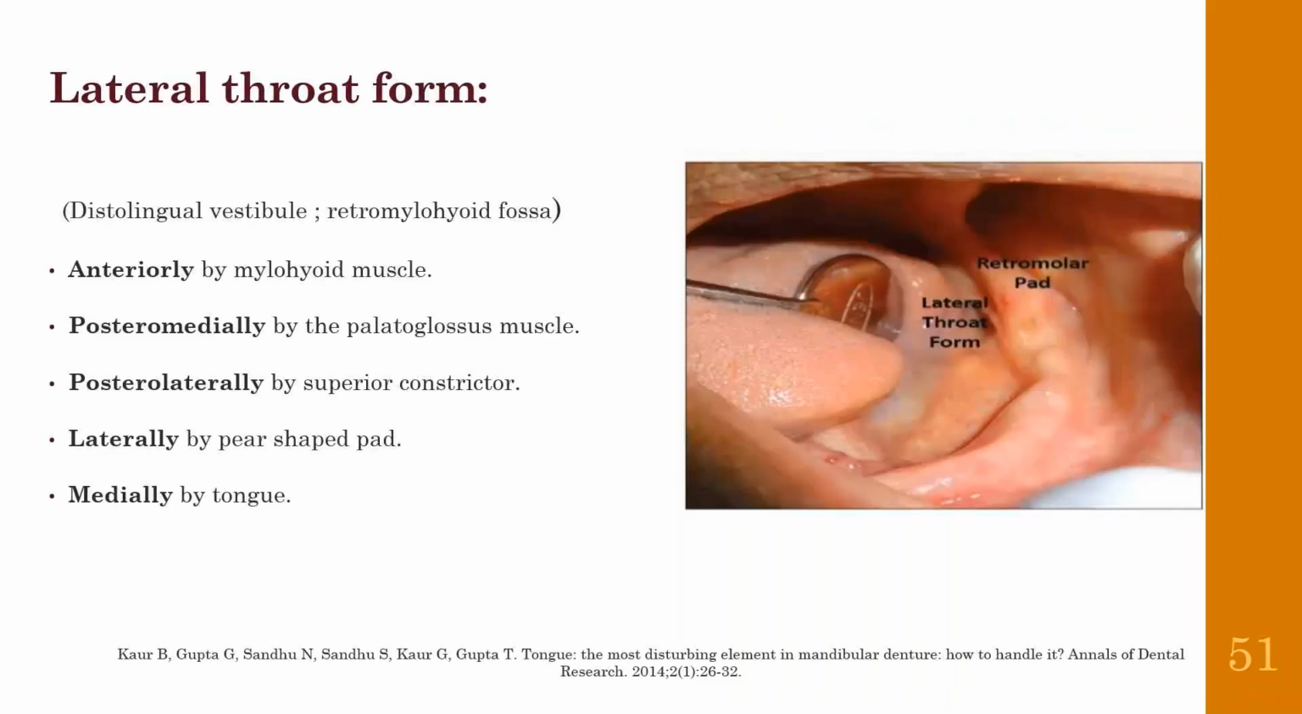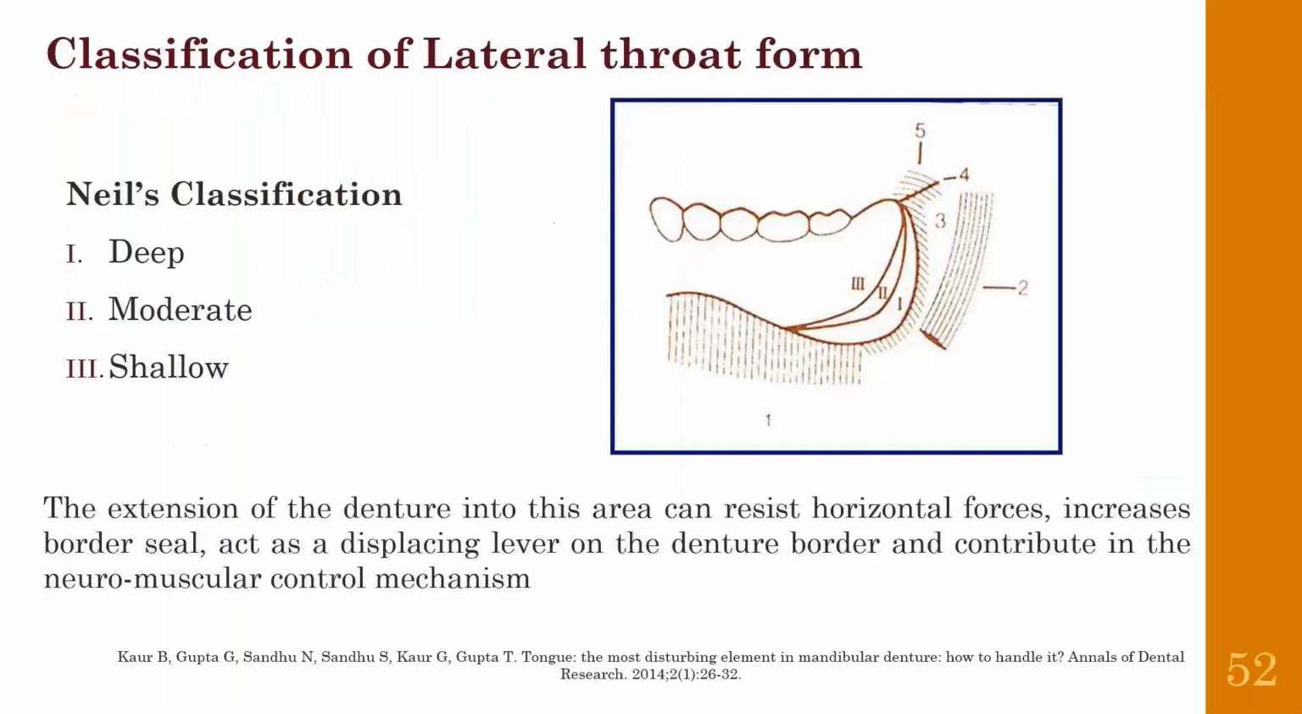The lateral throat form is the area situated at the distal end of the alveolar sulcus. Its synonyms are distal lingual vestibule and retromylohyoid fossa. It is related anteriorly to the mylohyoid muscle, posteromedially to the palatoglossus muscle, posterolaterally to the superior constrictor, laterally to the pear-shaped pad, and medially to the tongue.